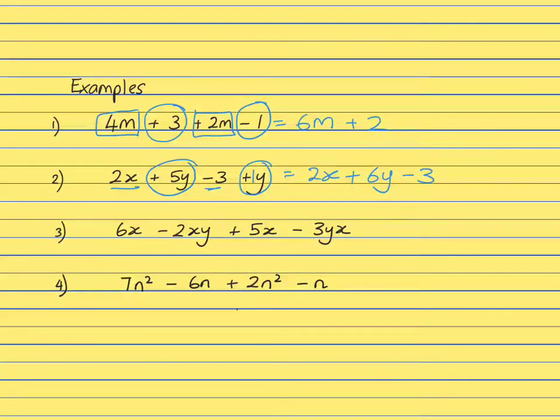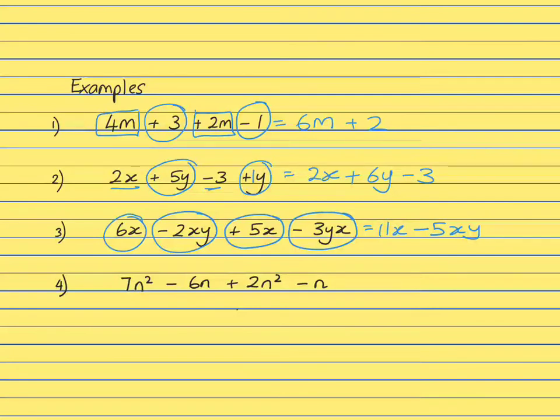Number 3, I've got x's as a variable and I've got xy's. So I've got 6x plus 5x is going to be 11x. And I've got a minus 2xy and a minus 3xy. So altogether, I can have a minus 5xy. Remember, yx is the same as x times y.